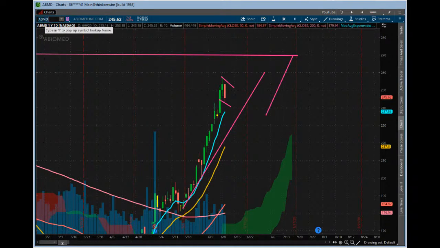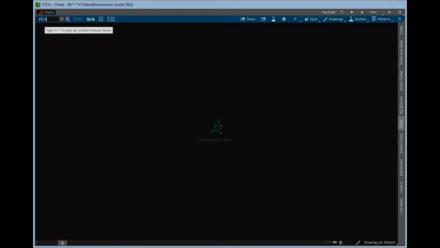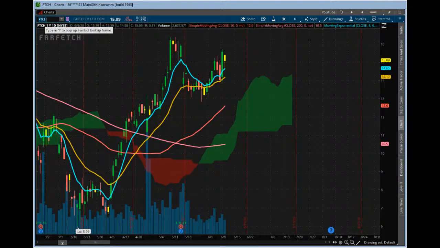Good. And then FTCH. Hanging in there, inside day, holding the ADMA. Looking pretty good right there. So see if it continues to work its way up. See if we push over today's highs.